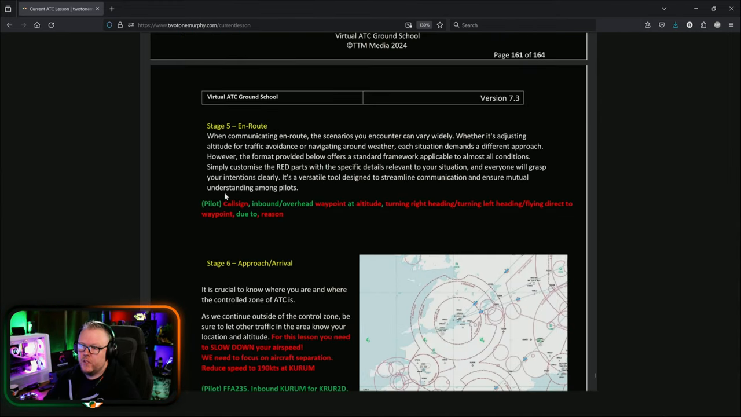So scroll down here to lesson 3, because this is what we're doing. So our en route: pilot, your call sign, inbound or overhead, a waypoint at an altitude. If you're turning or flying direct due to, this is what we're going to say. There's no real script for this. So we're going to be saying at Corum, Firefly 235 is a TBM, overhead Corum, altitude or flight level 60, direct to whatever the waypoint is. You'll hear it now in a second.